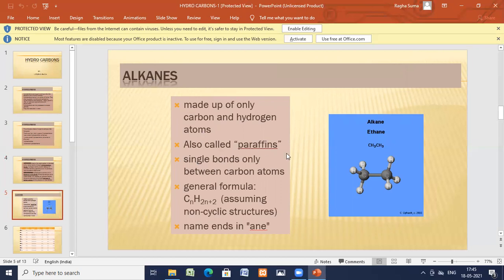Among the alkanes, here you can see ethane. Ethane has CH3 bonded to CH3. This carbon is surrounded by 3 hydrogens, and the other carbon is surrounded by another three hydrogens. Here the carbon, single bonded to the other carbon, has its valency satisfied by the three hydrogens, and here also the carbon is satisfied by the three hydrogens. Okay, now coming to the next one.